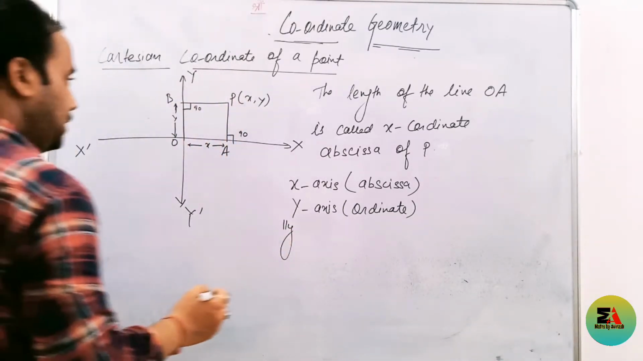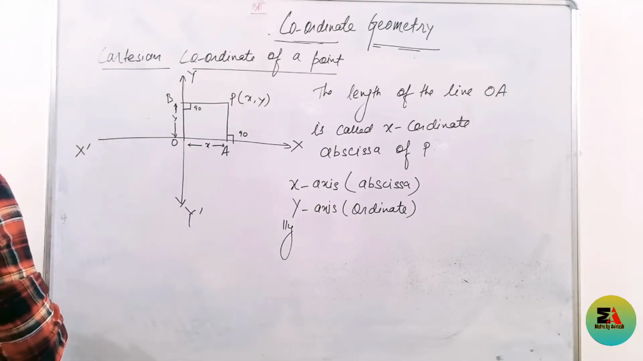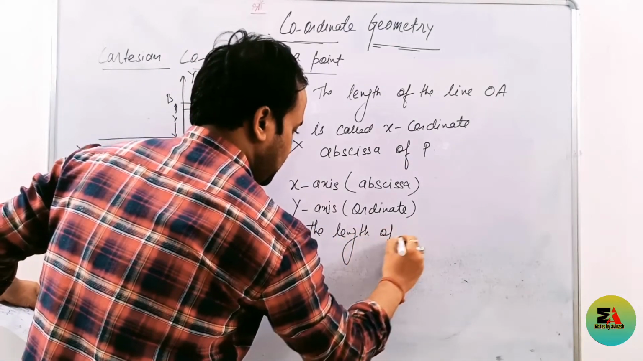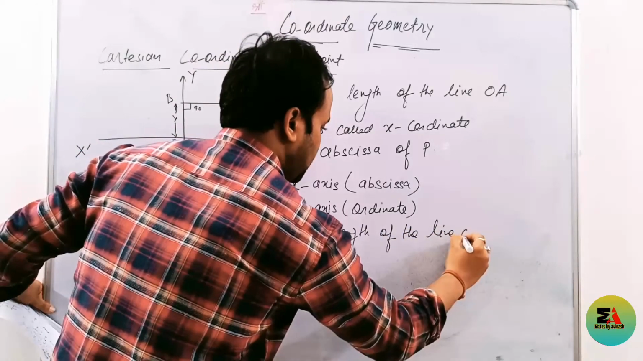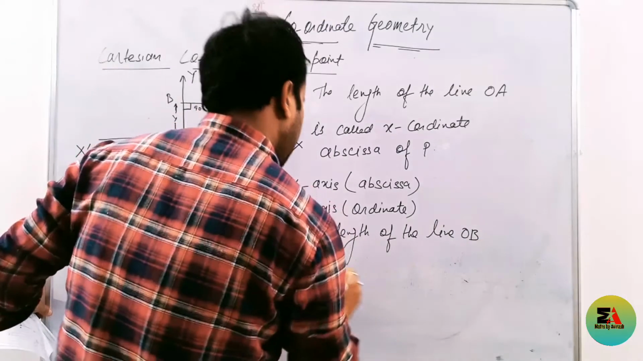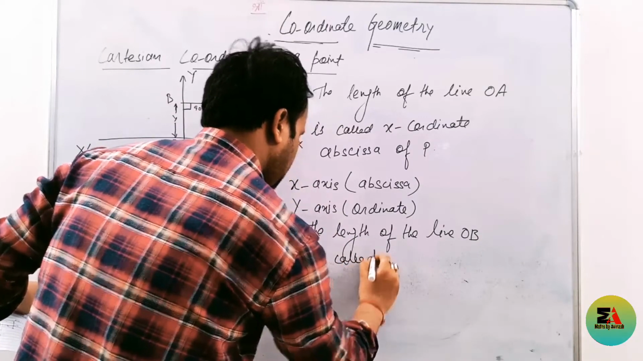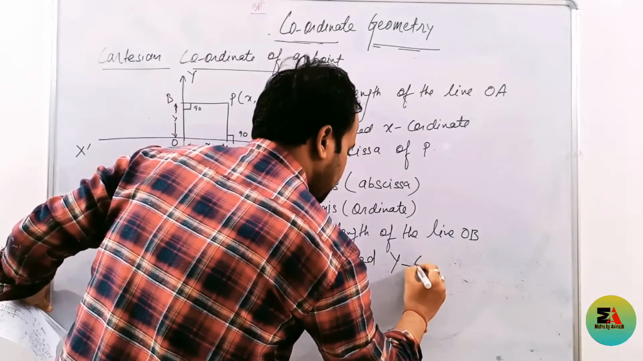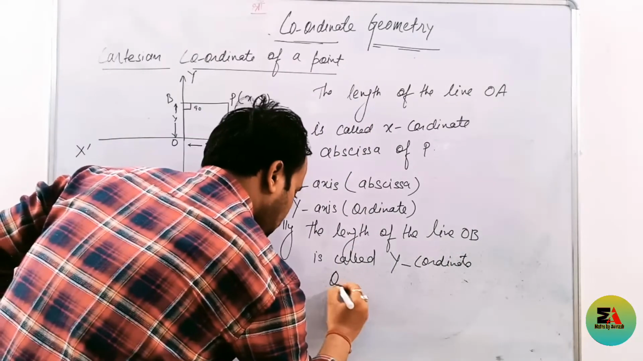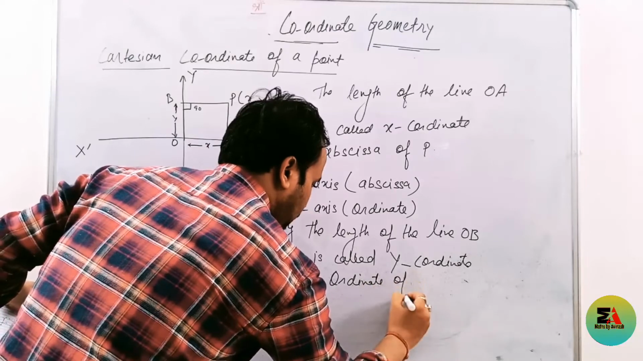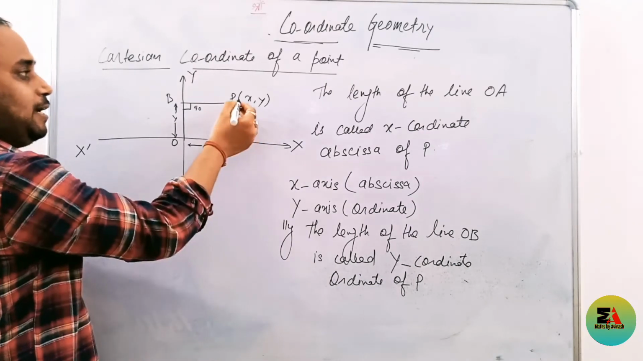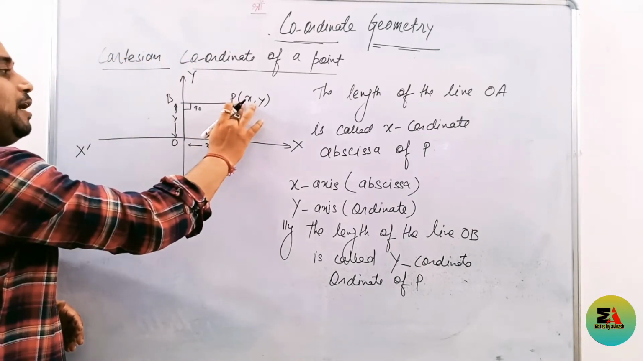Similarly, the length of the line OB, this OB is y, is called the y-coordinate or ordinate of P. See, the basic point is which value is the ordinate and which value is the abscissa. We have to give some values.